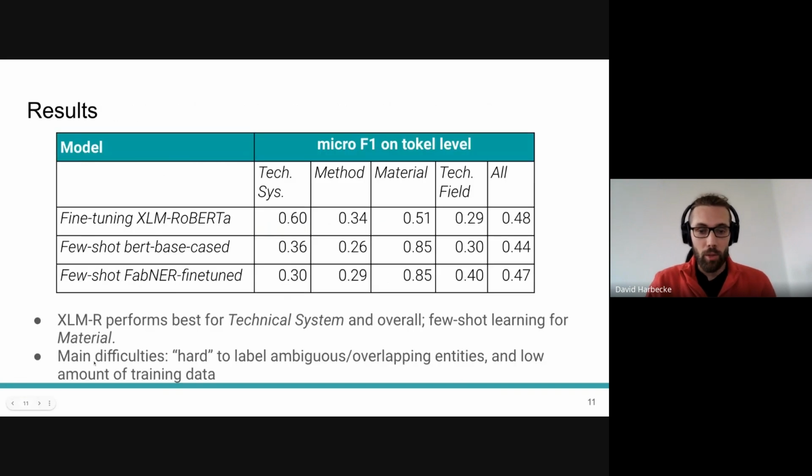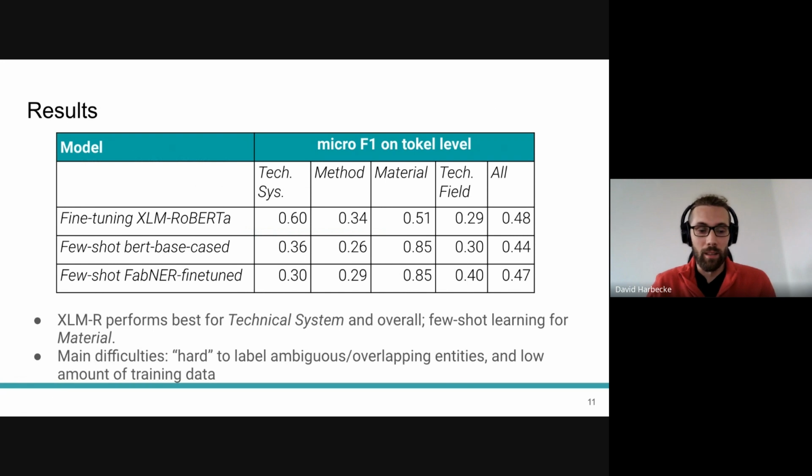All right, those are the current results that we have. All of the scores that you can see here are micro F1 scores on a token level. So we just classify tokens, meaning: does this token belong to an entity, and to which entity, or does it not? And as you can see here, we have overall results of around 0.4, 0.5 micro F1 score.